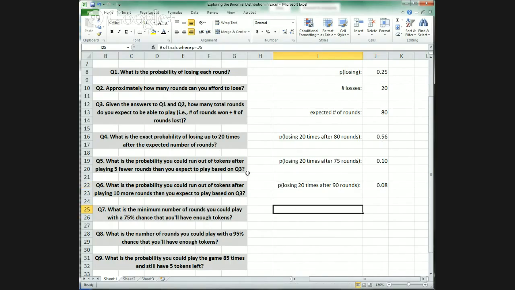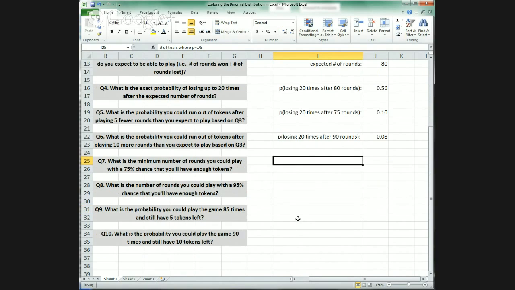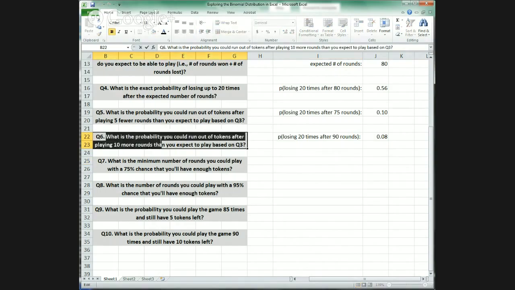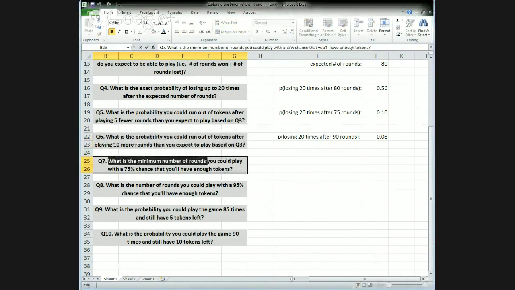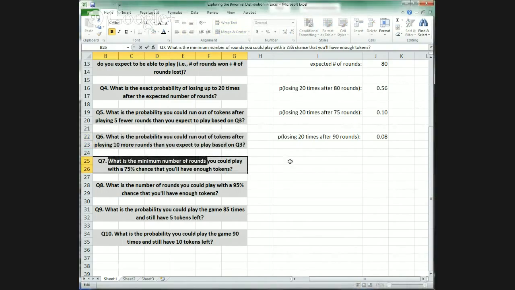Okay, the next question is, what is the minimum number of rounds you could play with a 75% chance that you'll have enough tokens? So this is where the questions start to get a little confusing and where it becomes really important to figure out what the question is asking you. So the first thing you look at is the beginning of the question. It no longer says what is the probability like it did up here. Now the question says, what is the minimum number of rounds? And like I said before, number of rounds in this context is the number of trials.